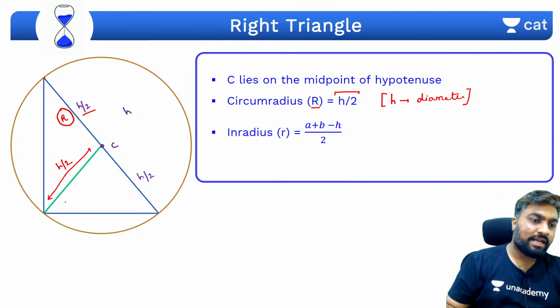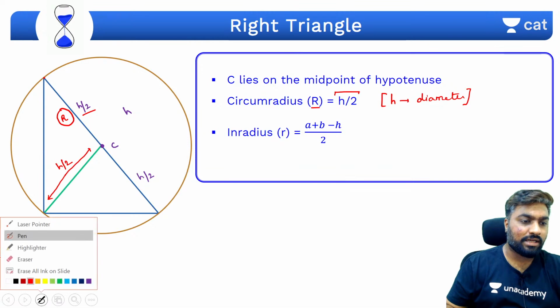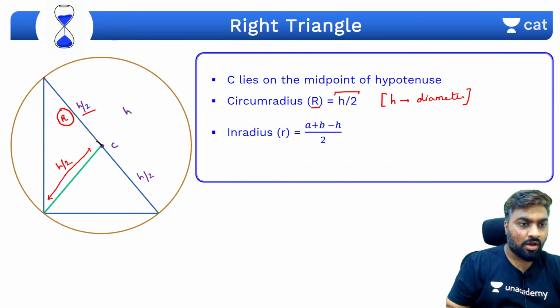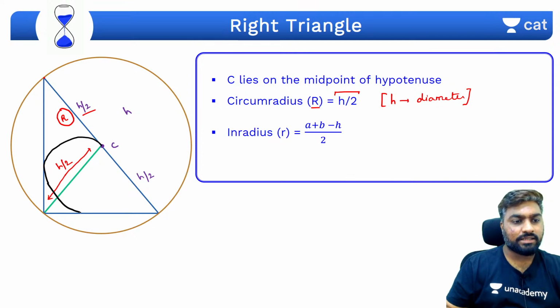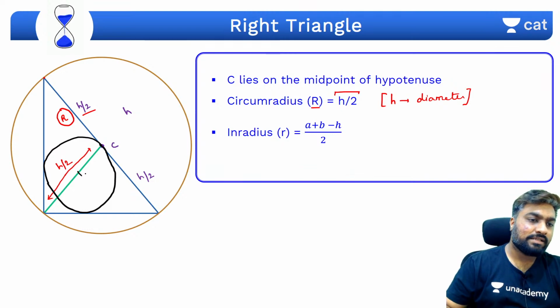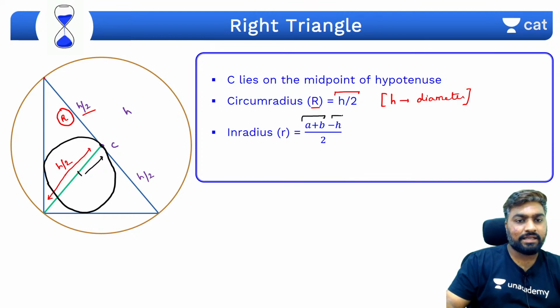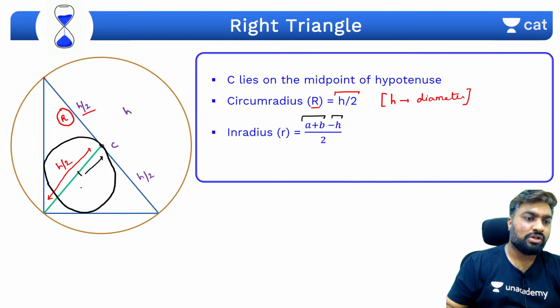Inradius, right, depending upon the angles, your incenter will be at different places. But if you draw a circle that touches all the three sides of a right angle triangle, then the inradius is always equal to the sum of the two sides minus h, which is the hypotenuse, divided by 2. Sum of the two sides minus h by 2. This becomes your inradius r.